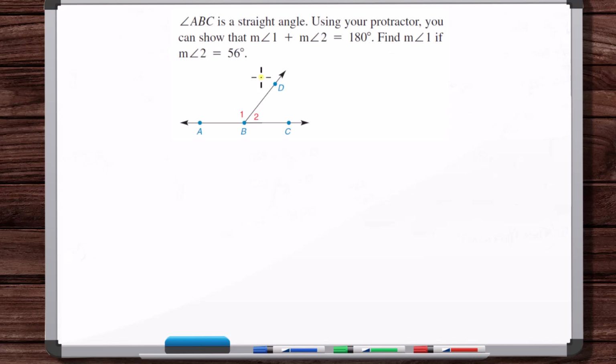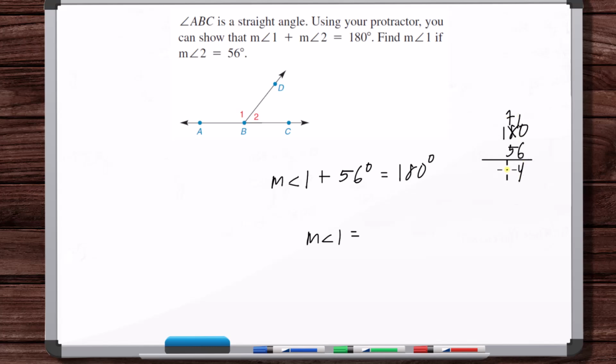Find the measure of angle 1 if the measure of angle 2 is 56 degrees. So we're going to take this formula. They give us the measure of angle 2. So the measure of angle 1 plus the measure of angle 2, which is 56 degrees, is equal to 180 degrees. So the measure of angle 1 is 180 minus 56, subtracting 56 from both sides. So 124 degrees.